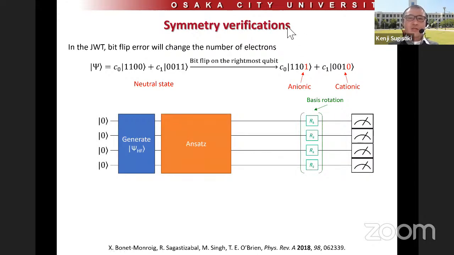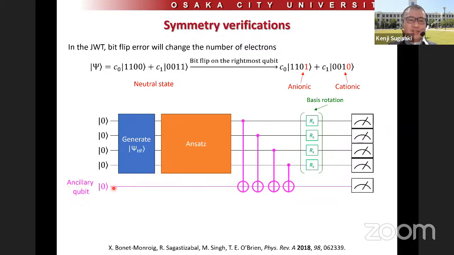In order to check if the bit flip occurs or not, we can perform this conventional circuit for the hardware efficient ansatz. We introduce one ancillary qubit and then perform single gates. So let us think about the 1100 state.